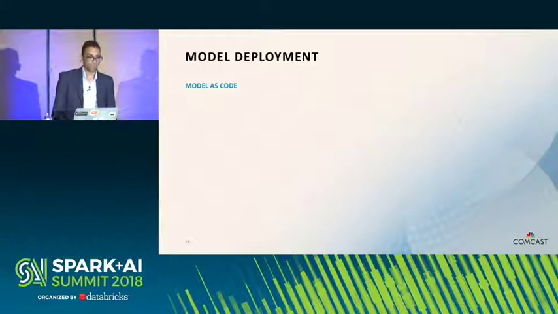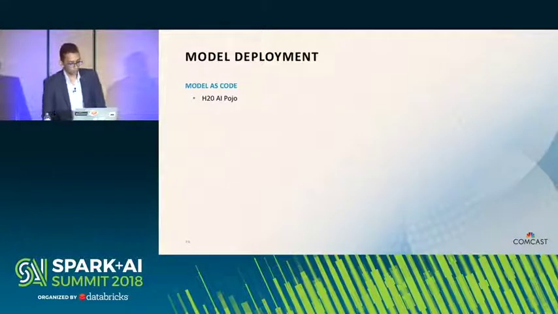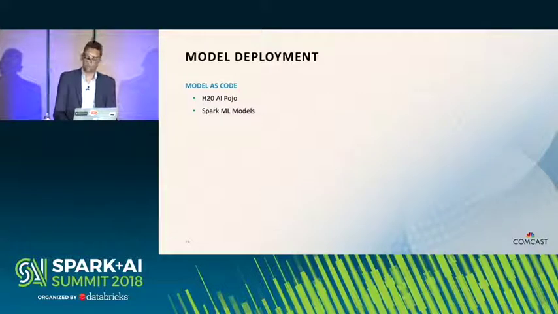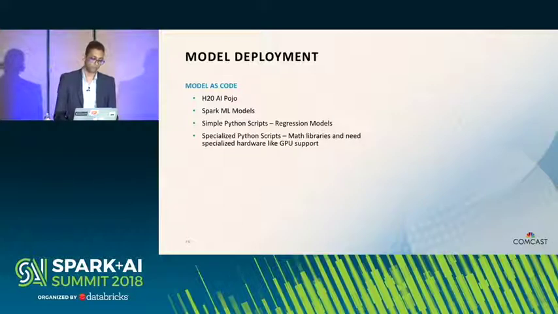So I've talked a lot about metadata and features, so let's actually talk about what most people usually think of in machine learning: the actual models. When it comes to models, we support various different paradigms. We support H2O AI POJOs. There was an excellent H2O AI talk before, and I really recommend it. We support deploying Spark ML models. We also support deploying simple Python scripts via REST endpoints, or specialized TensorFlow models, for example.